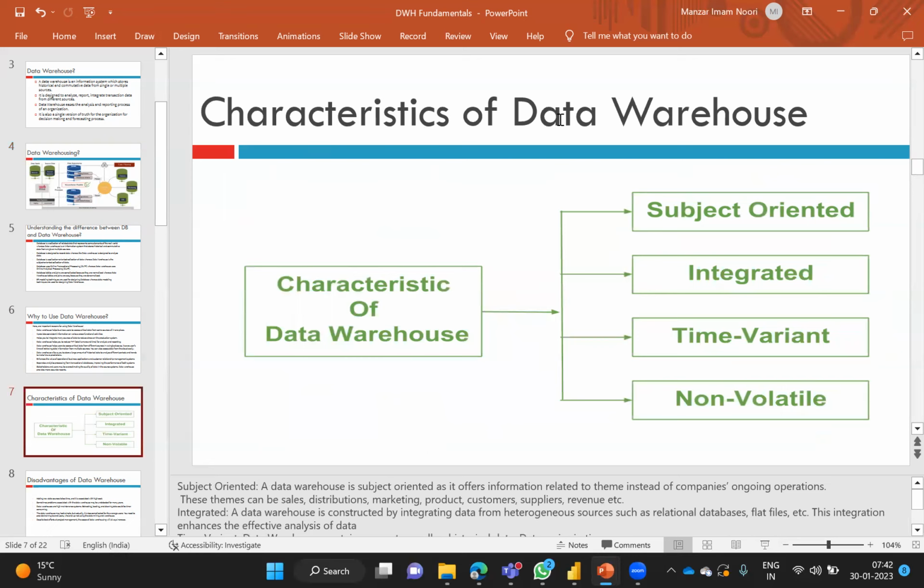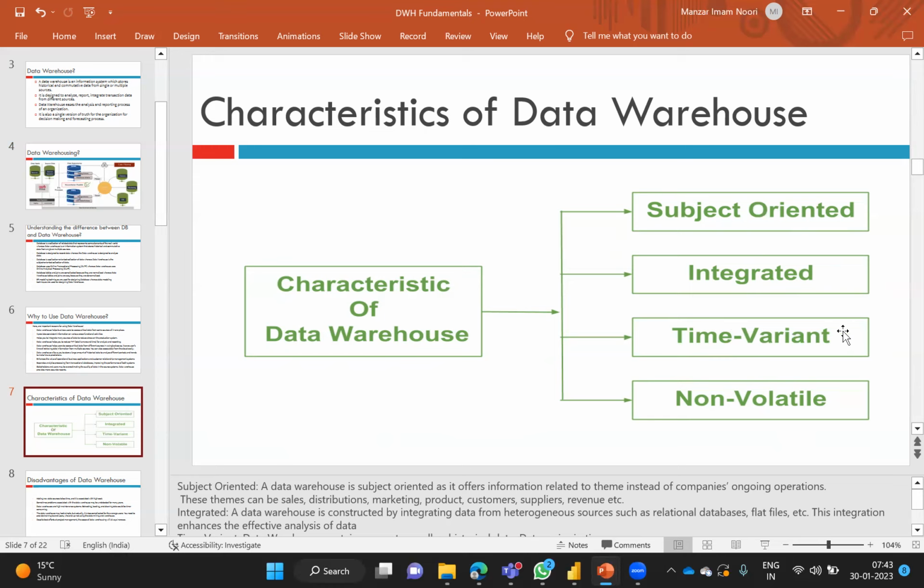We have the characteristics of data warehouse. We have already described these things. The characteristics of a data warehouse: it is subject oriented. You will have data for one particular subject, right? You have integrated data from different sources, right? You have time variant data. That means data will be there for the last few years, maybe 4 or 5 years, right? So it should be relevant data, not just for keeping purposes, right? It should be relevant to the subject and to the business, right?